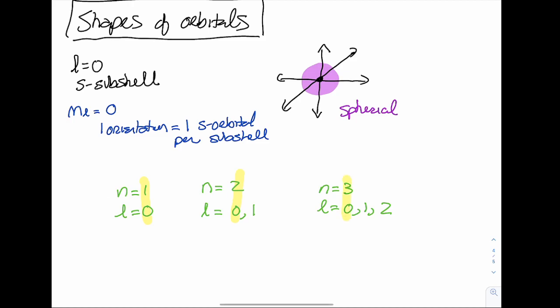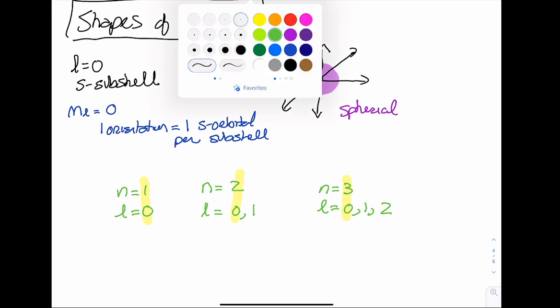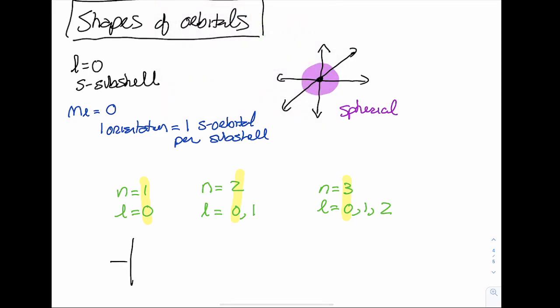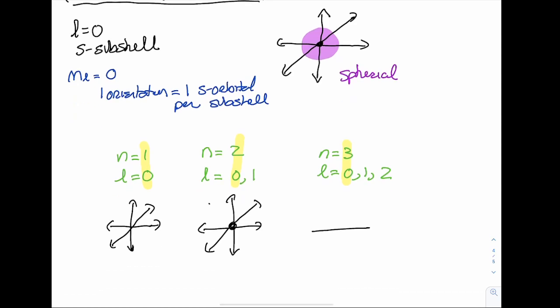So in all of these, whether I'm in the first shell, my second shell, or my third shell, I still have a spherical shaped region of space. The only difference between these is that the sphere gets bigger. So in the first shell, if I was to draw my standard set of axes, in my second shell, you pretend those all crossed in the same point. In my third shell, again, my nucleus is where those are crossing.